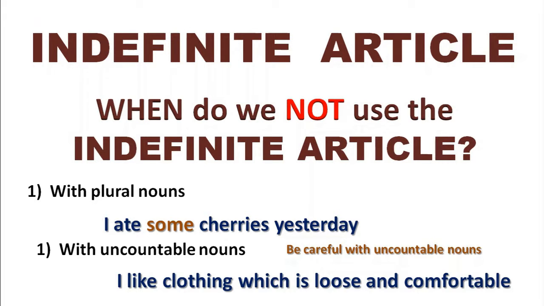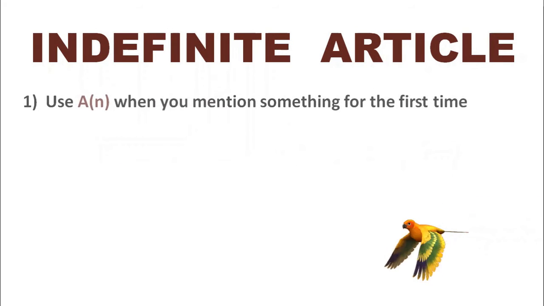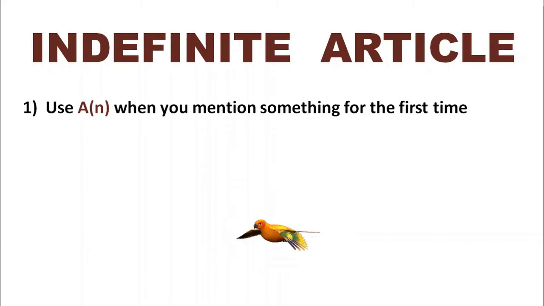Now, so when do we use the indefinite article? We don't use it with plurals. We don't use it with uncountable nouns. Well, we use a or an, the indefinite article, when we mention something for the first time. So let's have a look at that.